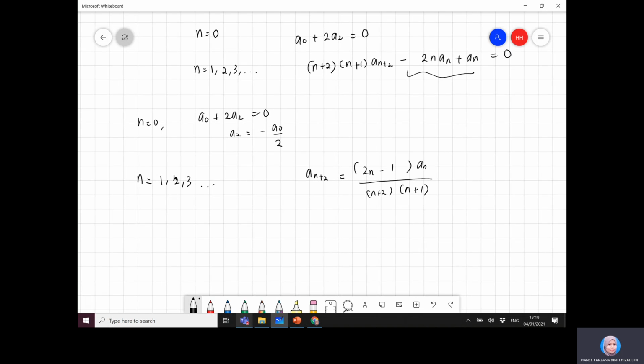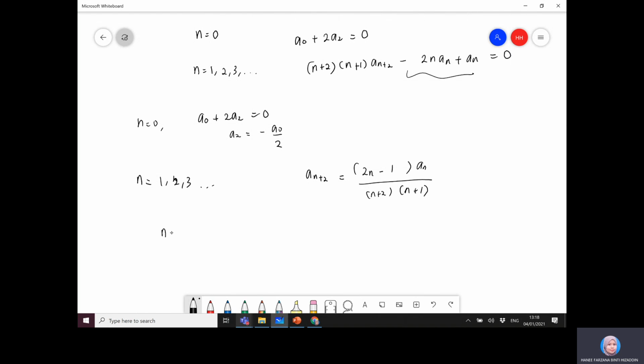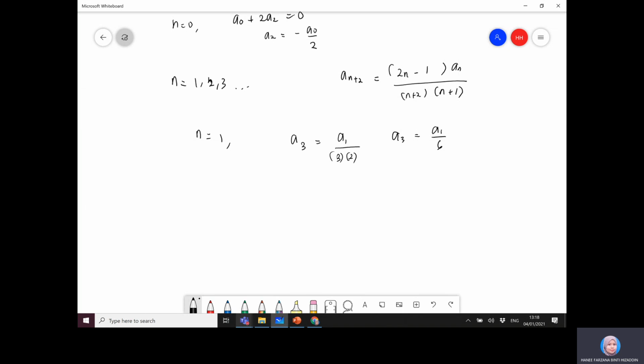Okay. Then for n equals 1, you have a3 equals 2 times 1 minus 1, which is just 1, and a1 over 3 times 2. So you have a3 equals a1 over 6. Then n equals 2.